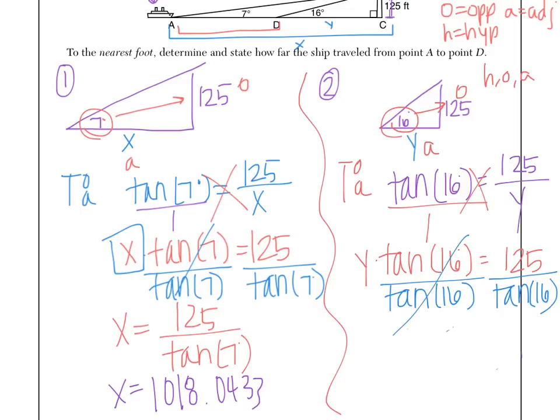On the left side they cancel, so we have y equals 125 divided by tangent of 16. So let's take a second to just type that in the calculator.